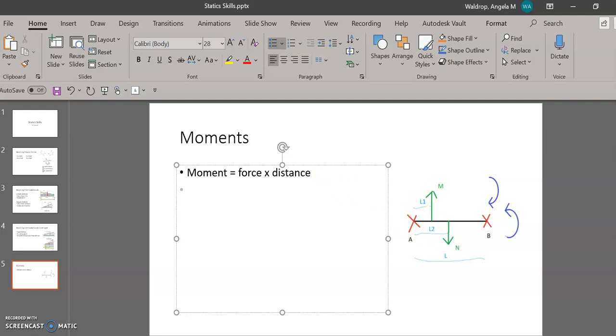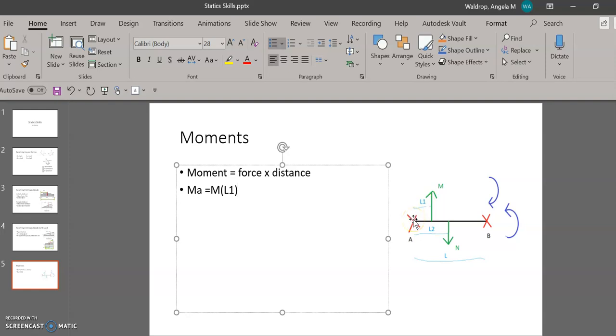Okay, so what we are going to do, moments about A, we are going to say that we have M times L1. Okay, that is the size of the moment, but we need to look at the direction. We need to use something called the right hand rule. It's basically you're putting the wrist of your hand at the point where you're taking the moment, and you curl your fingers in the direction. So if I'm holding my hand, my wrist here, and I'm curling my fingers in that direction, it's going to give me a positive moment.